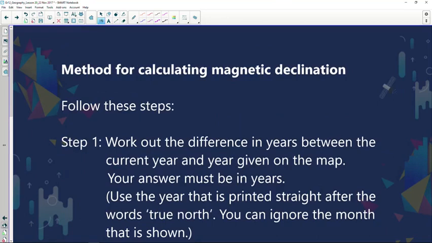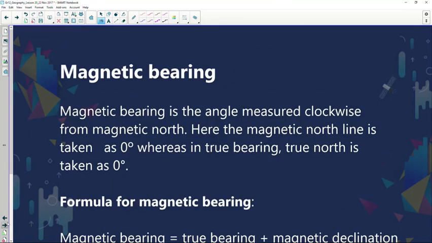Okay, let's quickly look at our final topic. And what we're going to do with our final topic is magnetic bearing. What we're basically doing over here is combining what we've learned today: calculating and determining bearing, using your north-south line from where and to, using your protractor in the clockwise direction, and the magnetic declination, and we're going to add the two together.